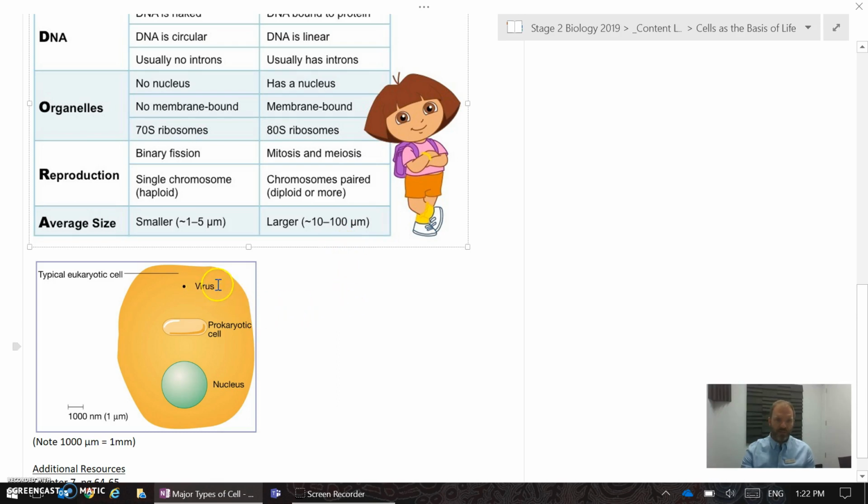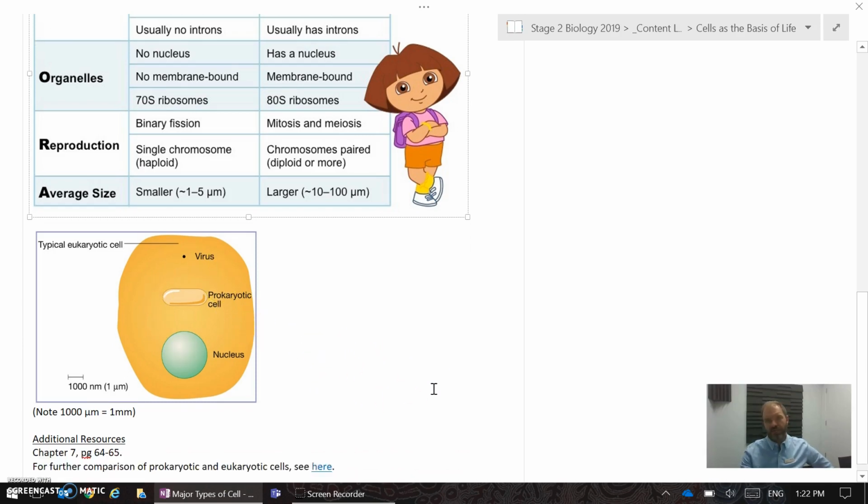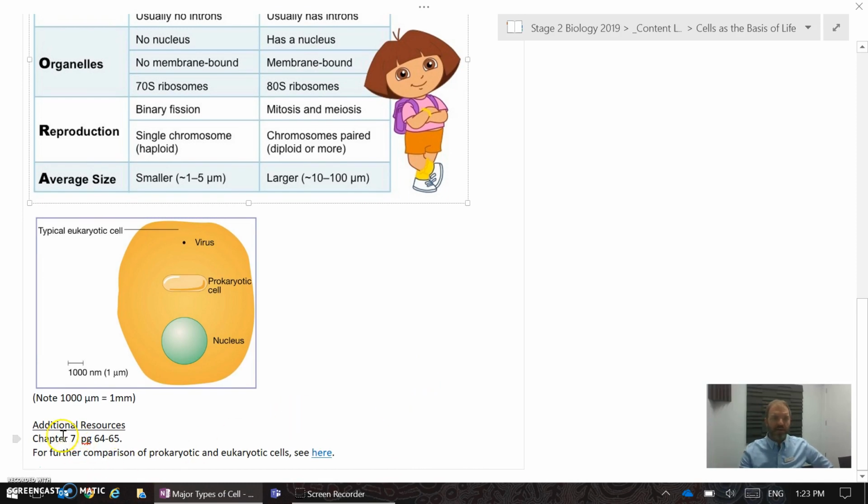And just for scale as well, viruses are even smaller than prokaryotic cells. Now, viruses are not considered living, they're non-cellular, but they are organic entities that can, with the help of other cells, reproduce. So viruses are not considered cells and not considered life. Prokaryotic cells are the smallest, simplest, and eukaryotic are larger and more complex generally. Of course, there are always exceptions. This is covered in Chapter 7, and there's some more information you can find at that web link there.